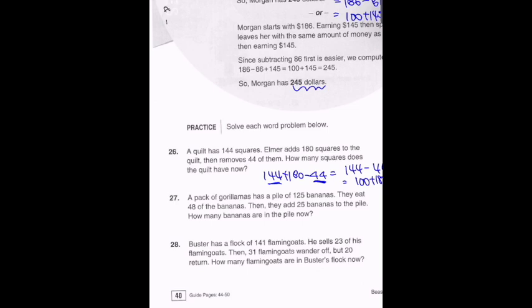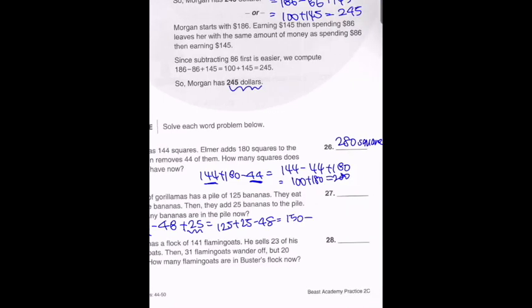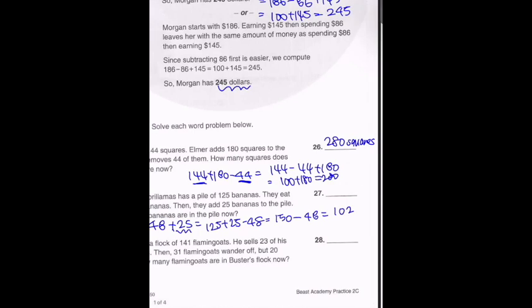And so now we'll take a look at problem 27 together. A pack of gorillas has a pile of 125 bananas. They eat 48, so we're going to subtract 48, and then they add 25 to the pile. Since 25 plus 25 easily gives us 50, we're going to rearrange to 125 plus 25 minus 48. That is going to give us 150 minus 48. And so our answer would be 102 bananas left in the pile.